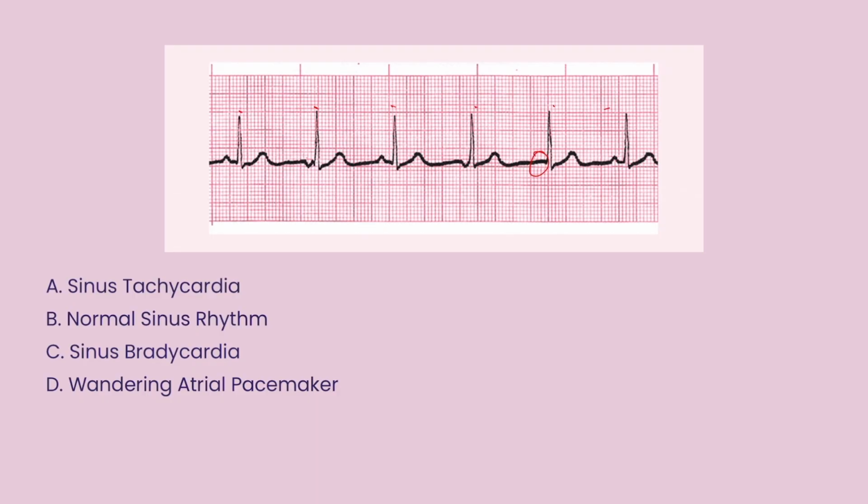But the key here is that this waveform looks different from that. Maybe it looks like that, but it's different from that, different from this one, and different from that guy. And so that tells us that we have a wandering atrial pacemaker. We still have these P-wave-like things going on, so we still say that it comes from the atria, but it's wandering around, which is why it has different waveform appearance.